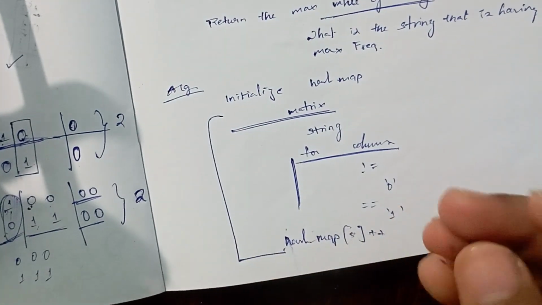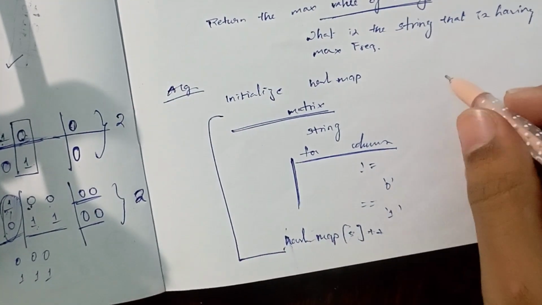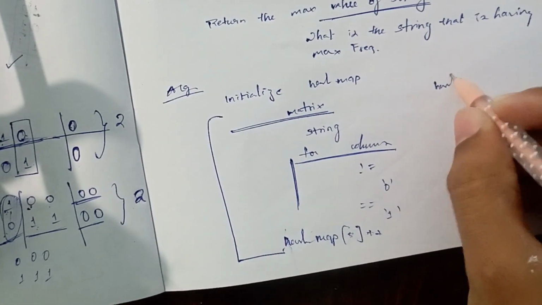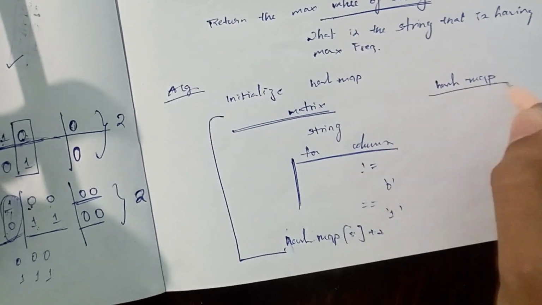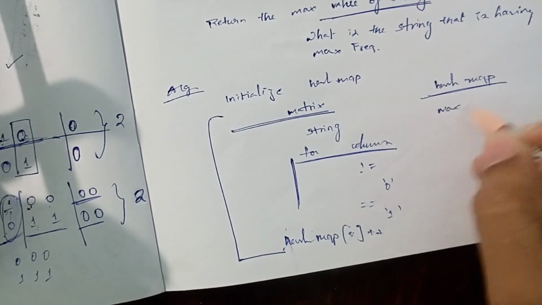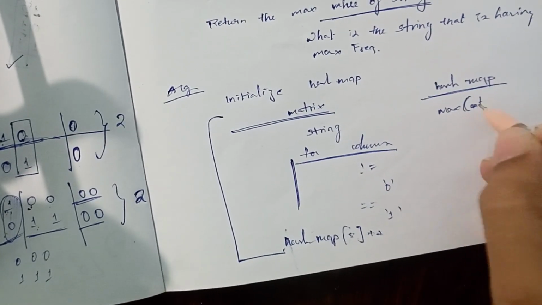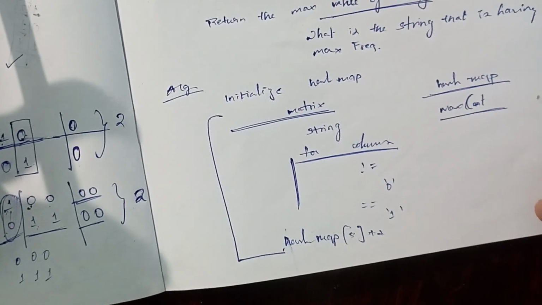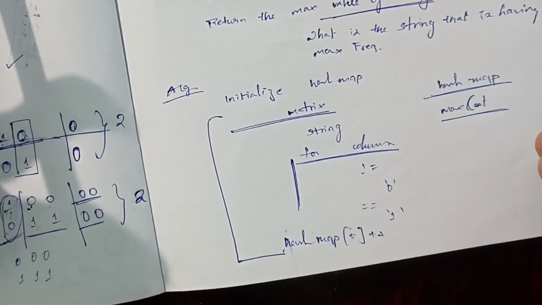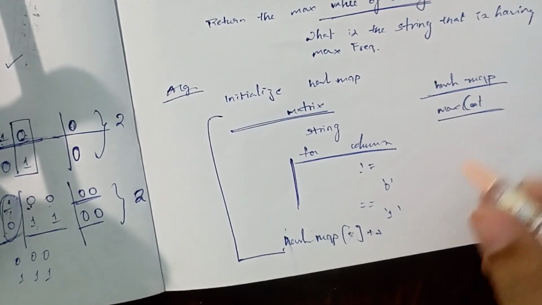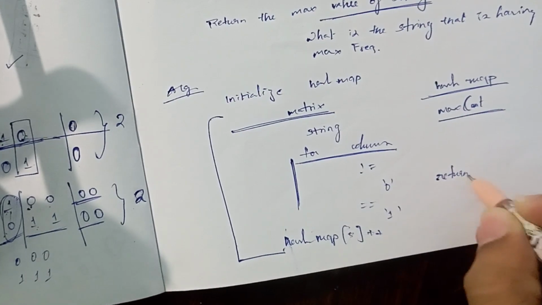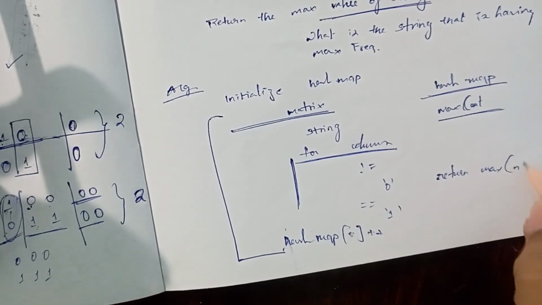Then we need to iterate through this hash map and store the maximum count, which string has the maximum frequency. We need to return that maximum count.